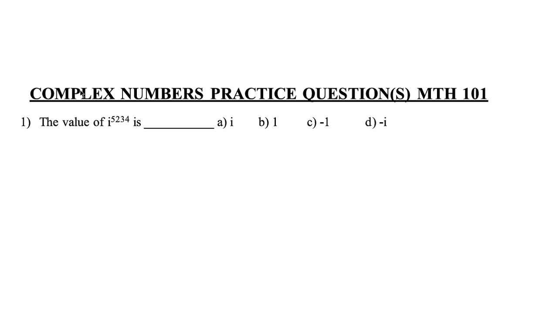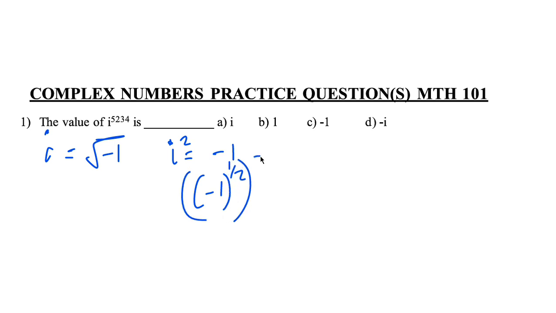5,234? So the first thing to know here is that the value of i is equal to the square root of minus 1. And the value of i squared will give us what? Minus 1. The square root of minus 1 times square root of minus 1 is what? Minus 1. Because remember, minus 1 is raised to what? Half. So if you square it, these two cancel, and we are left with minus 1.